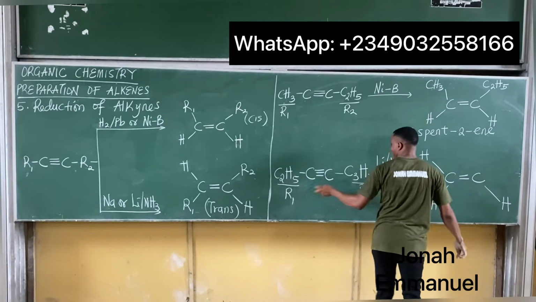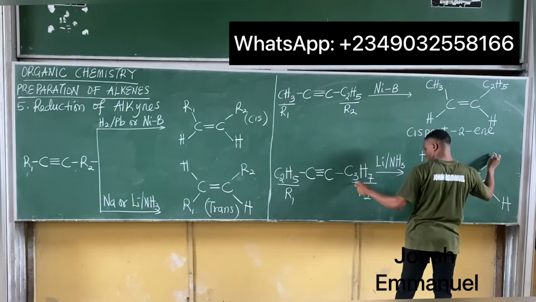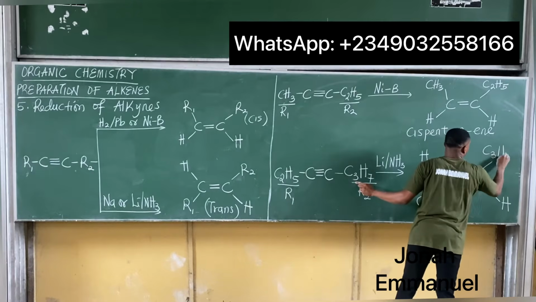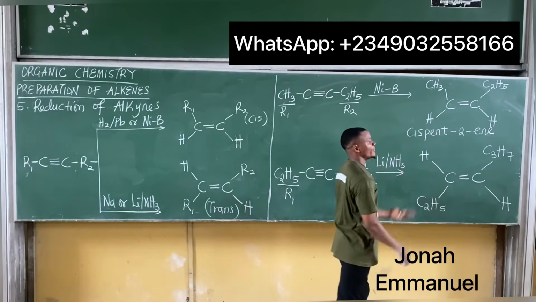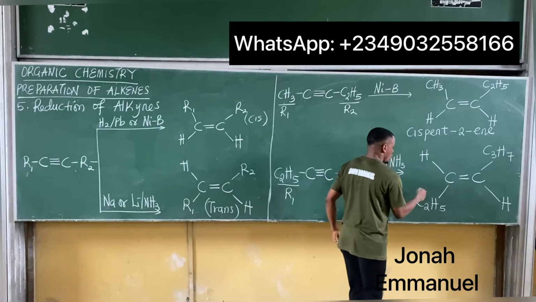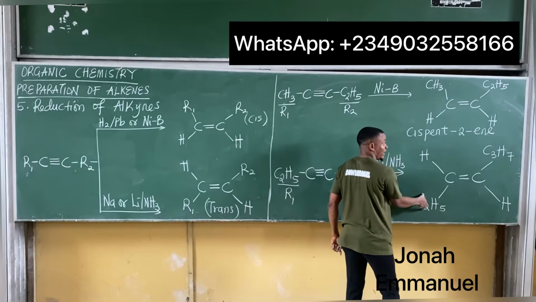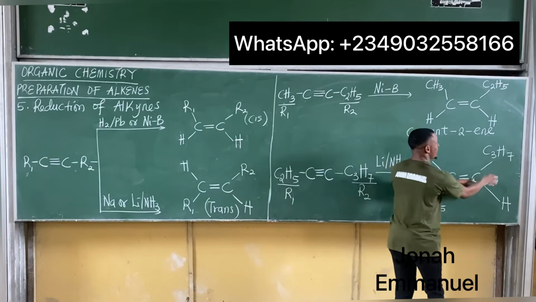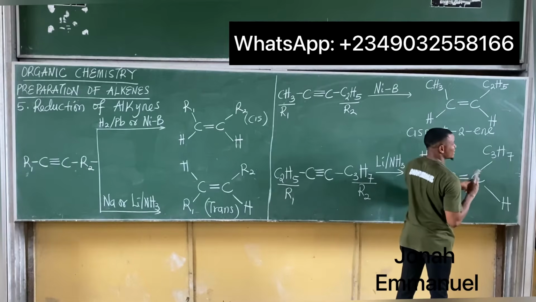C2H5. Carry R2, bring it here. It becomes C3H7. So how do you name this compound here? First things first. In totality, how many carbons are there? 1, 2. 2 carbons here. 3, 4. 4 plus 3 here. How many there? 7. 7 is what there?